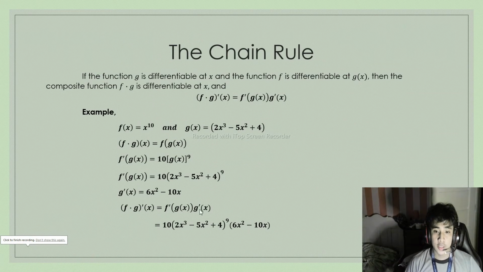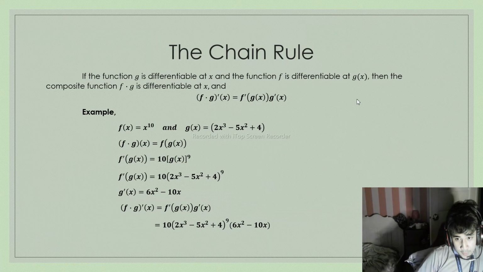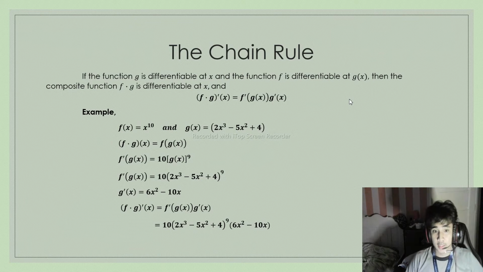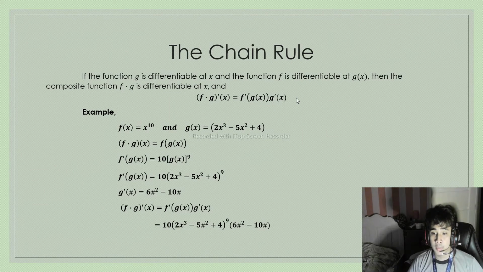And so, dito na tayo sa chain rule. If the function g is differentiable at x and the function f is differentiable at g of x, then the composite function f of g is differentiable at x, and the derivative of f of g of x is equal to f prime of g of x multiplied by g prime of x.